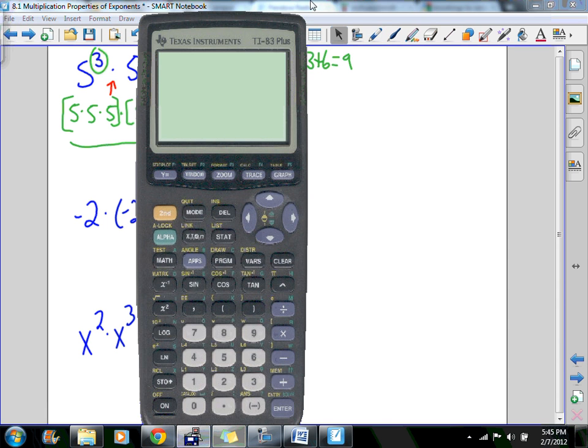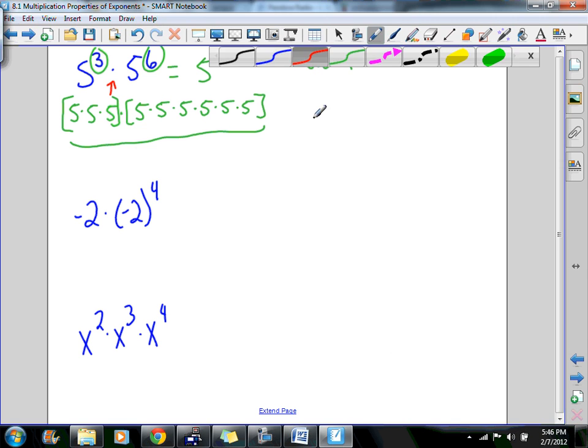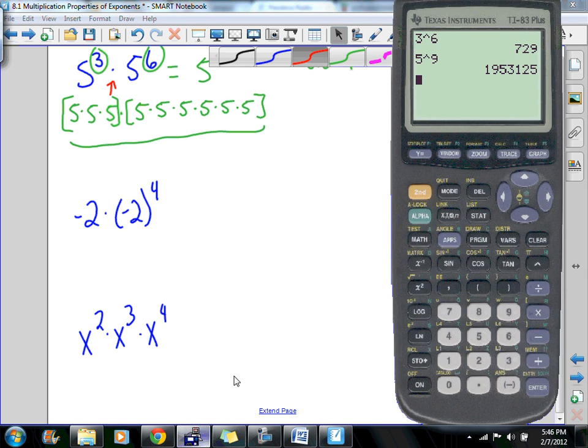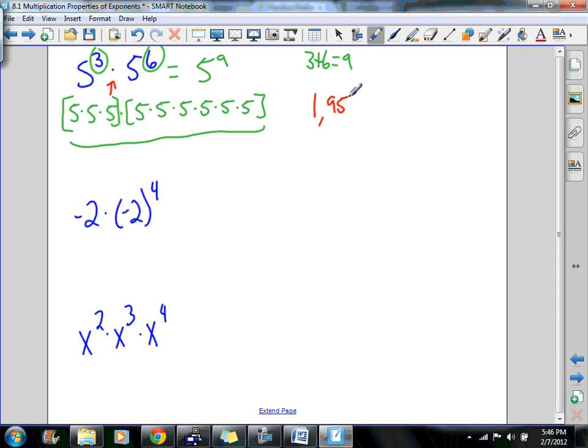Well, if we used our calculator and we wanted to know what 5 to the 9th was, we would go 5 caret 9, and that would give us 1,953,125. But in algebra, this answer with the exponents is much more powerful. It's smaller, it's easier to read, and it shows to me, the teacher, that you didn't cheat on the assignment. So let's take a step down.